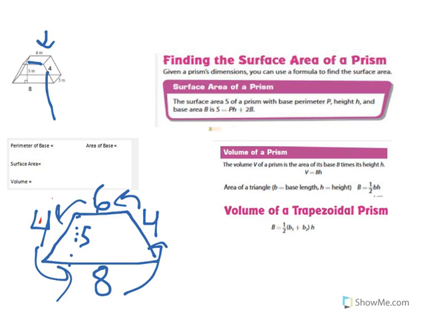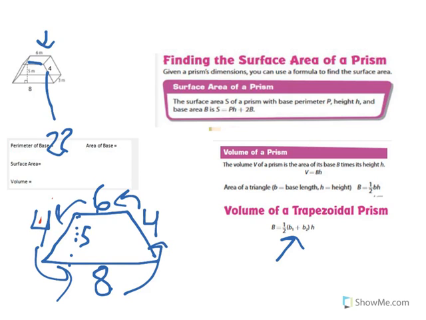I'm going to start here with the friendly numbers. 6 plus 4 is 10, plus 8 is 18, plus 4 is 22, so that is the perimeter of my base. And now for the area of the base, what I need to do is use the trapezoid formula. That's going to be finding the area of the base.